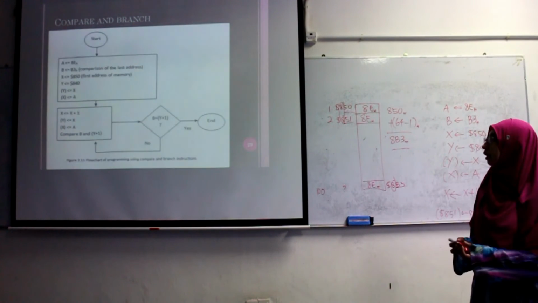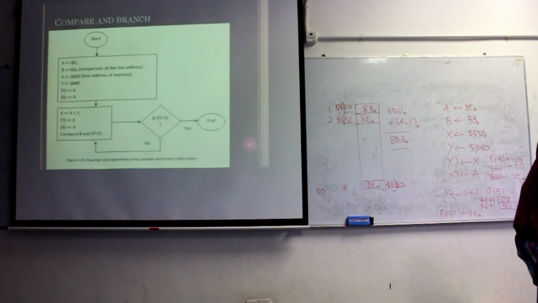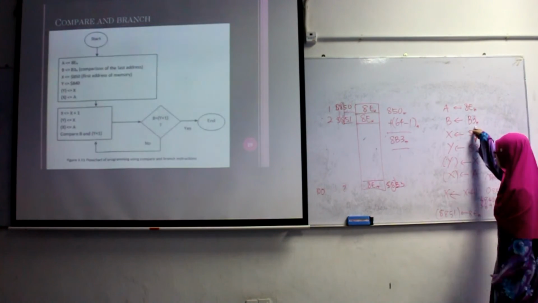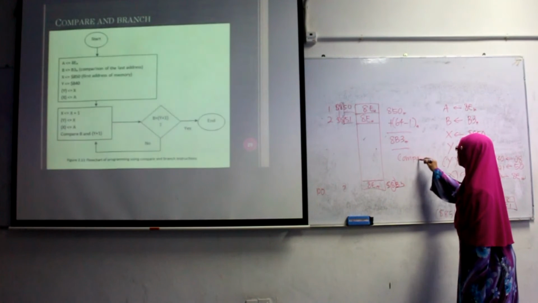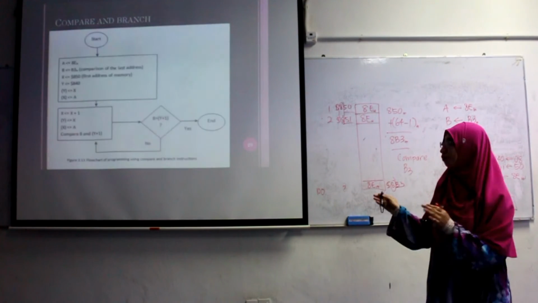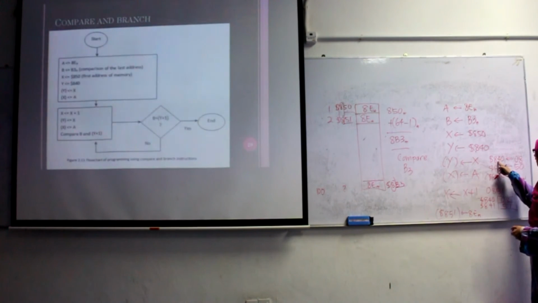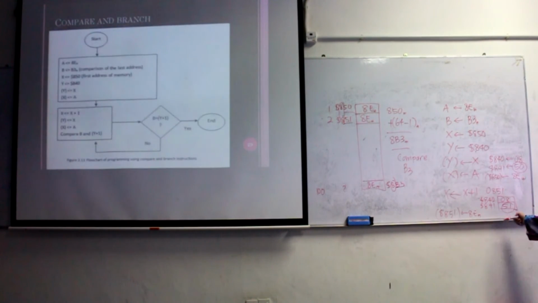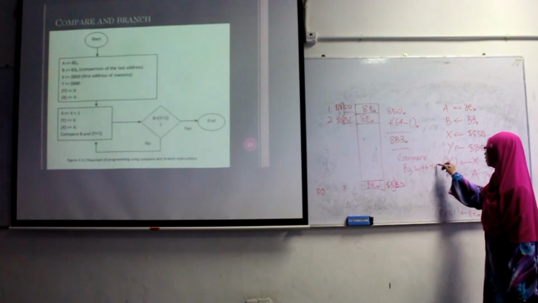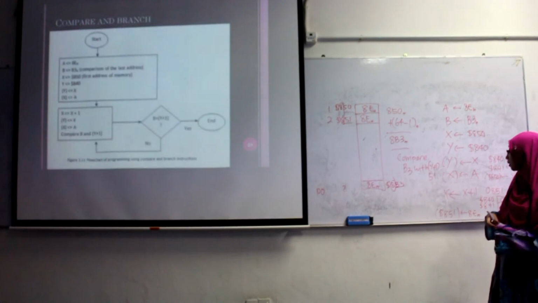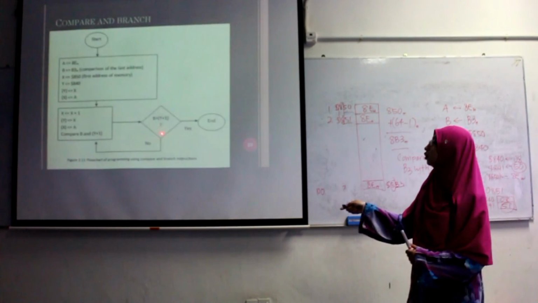And then what happens next? We have to compare B with Y plus 1. So what do we have in B? We have B3. So we will compare B3 with the memory pointed by Y plus 1. This one is Y, this one is Y plus 1. So we compare here. Now it has changed to 51. So now we compare B3 with the memory pointed by Y plus 1, that is 51. And then is it the same? Not the same. So if no, loop again.